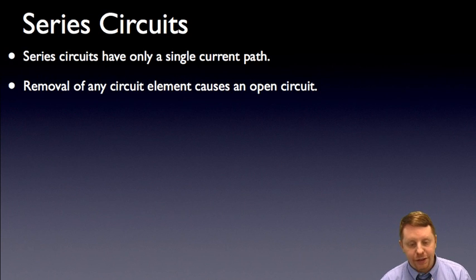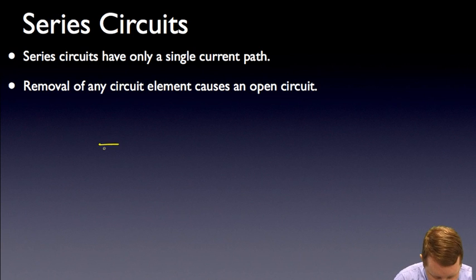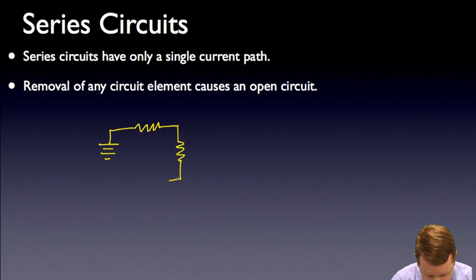So, as we talk about series circuits, they have only a single current path. If you remove any element, you get an open circuit. So a series circuit would typically look something like this: maybe a battery and a couple of resistors. Only one path for current to flow.